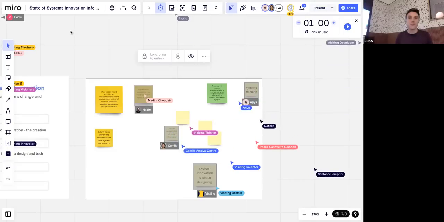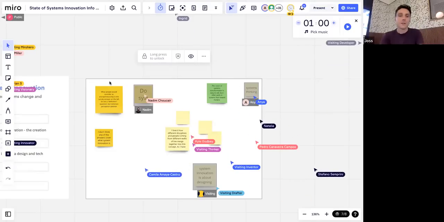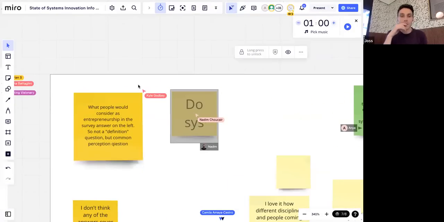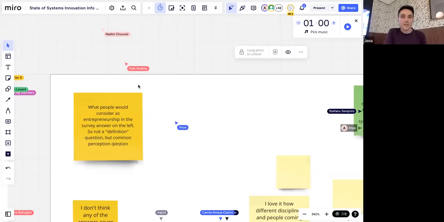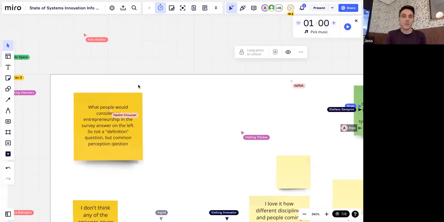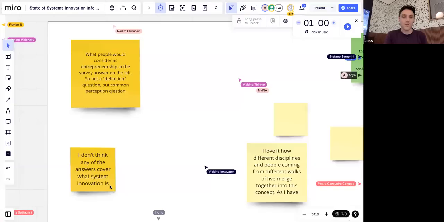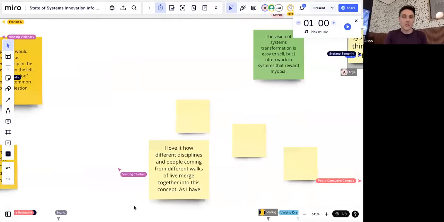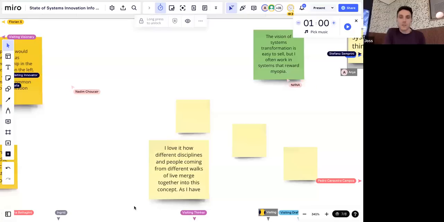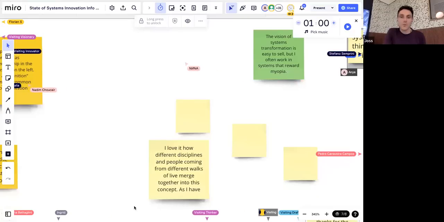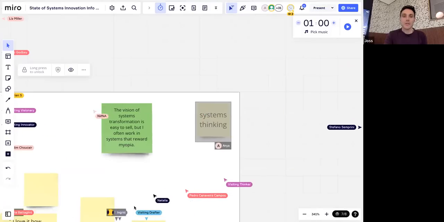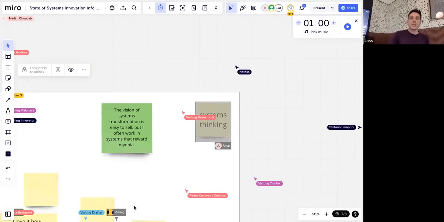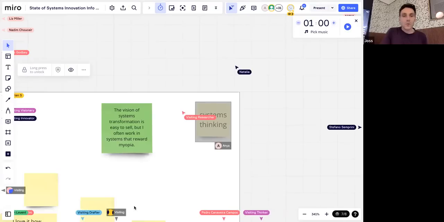Okay, should we take a look? What people would consider as entrepreneurship in the survey answered on the left. So not a definition question, but a common perception question. I don't think any of the answers cover what systems innovation is. I love how different disciplines and people coming from different walks of life merge together into this concept. The vision of systems transformation is easy to sell, but I often work in systems that reward myopia.